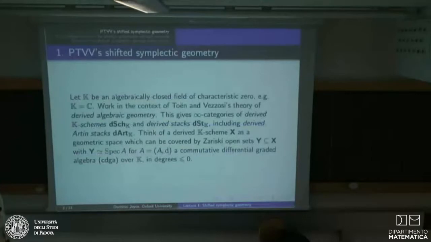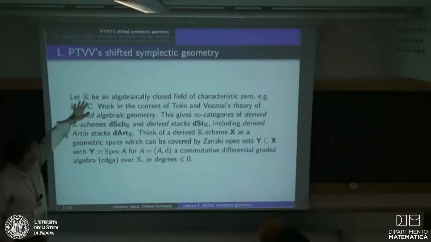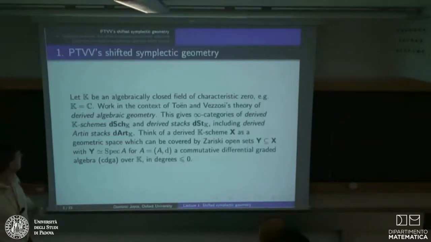Okay, well, let's start off by talking a little bit about derived geometry. So we're going to work over an algebraically closed field of characteristic zero, K, which, if you like, can be the complex numbers. We do need characteristic zero, I think, in order to use our principal reference, PTVV, although I guess some parts of this will work over positive characteristic as well.